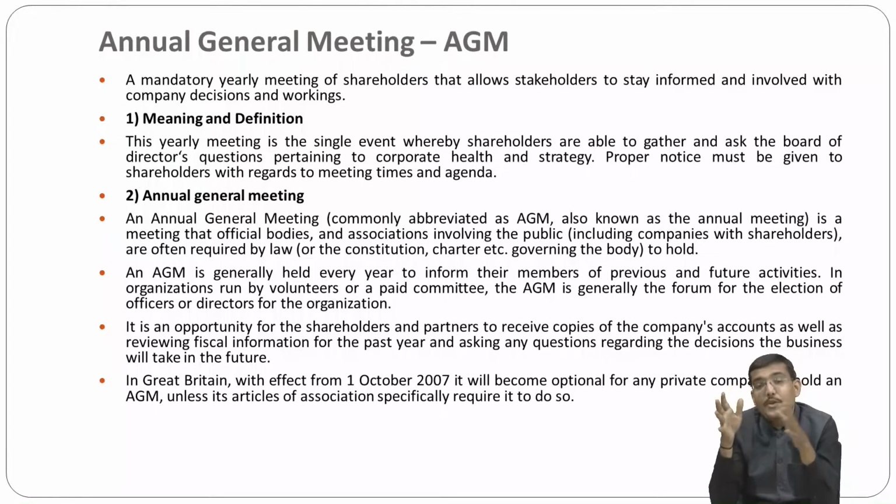Then, my dear friends, the annual general meeting, commonly known as the AGM, which is the short form, is also known as an annual meeting. It is a meeting that official bodies and associations involving the public are often required by law to hold. An AGM is generally held every year to inform their members of the previous and future activities.